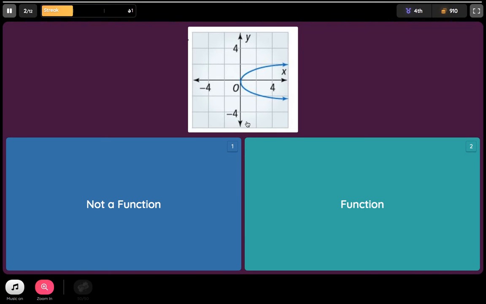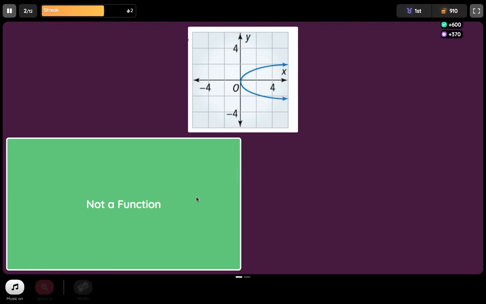Function or not a function? This is the vertical line test. If you can draw a vertical line and cross this graph more than one time, then it's not a function. Because for a function, every x value only has one y value. So if I had this x value, which would be 2, it looks like I got a y value here and a y value there. So it's not going to be a function. It doesn't pass the vertical line test.